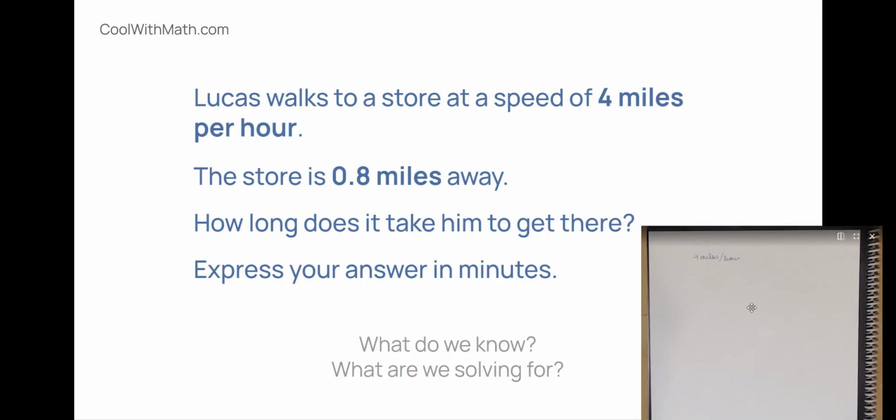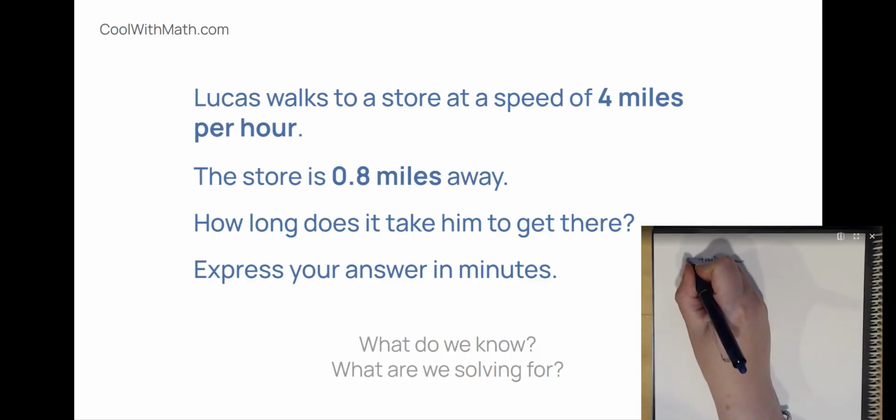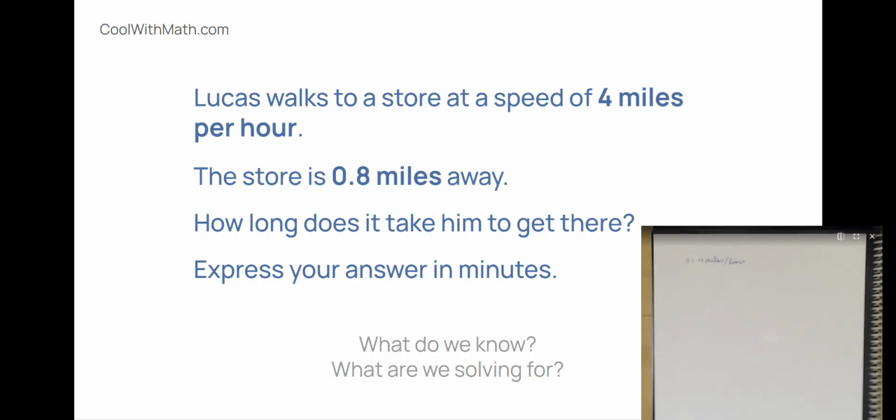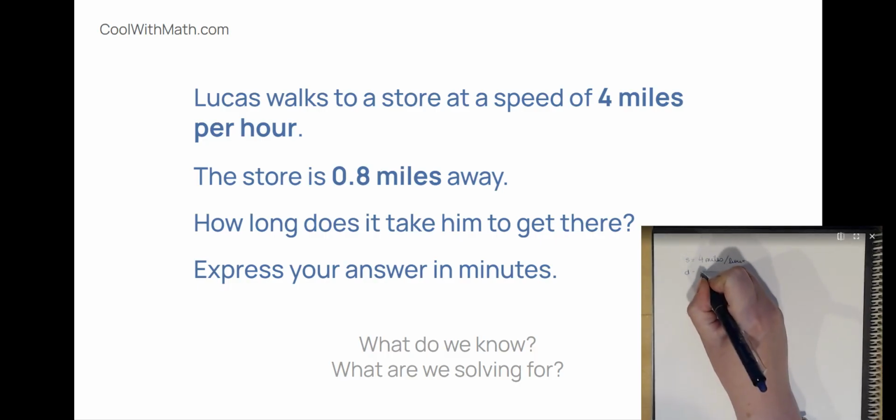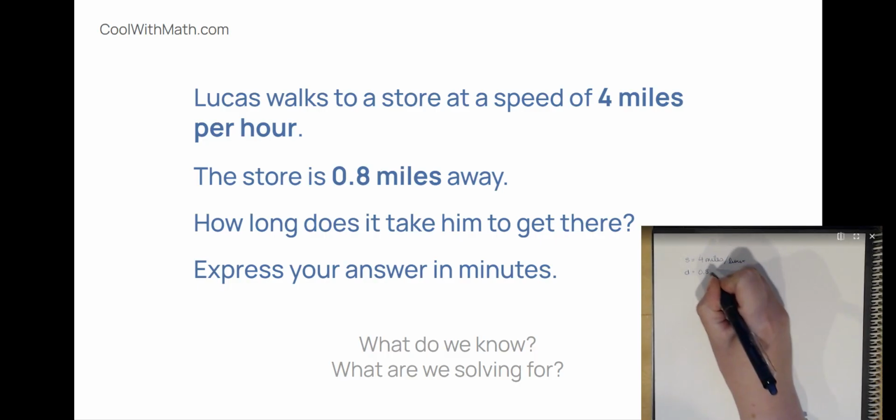There we go. Okay. All right, so we've written down our speed, miles per hour, 4 of them. And then that is our speed. I like to collect it. And then the other number that I see is 0.8 miles away. That tells us how far away it is, so that is going to be our distance.